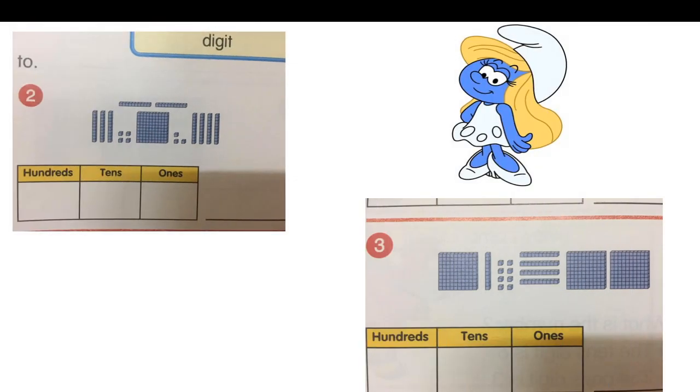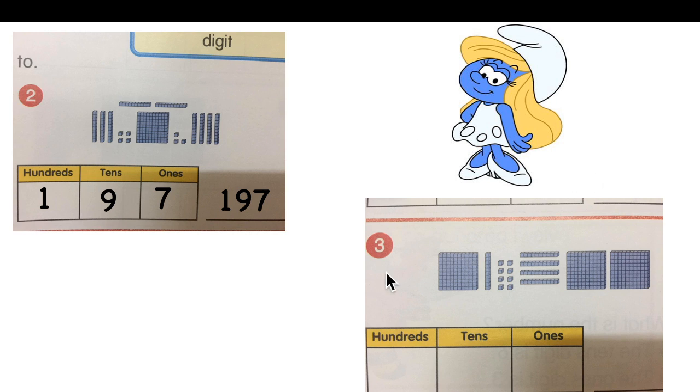Let's go to number 2. Start counting. How many ones do you have? 7. How many tens do you have? 9. How many hundreds do you have? 1. What's the final number? How can we read this number? 197.